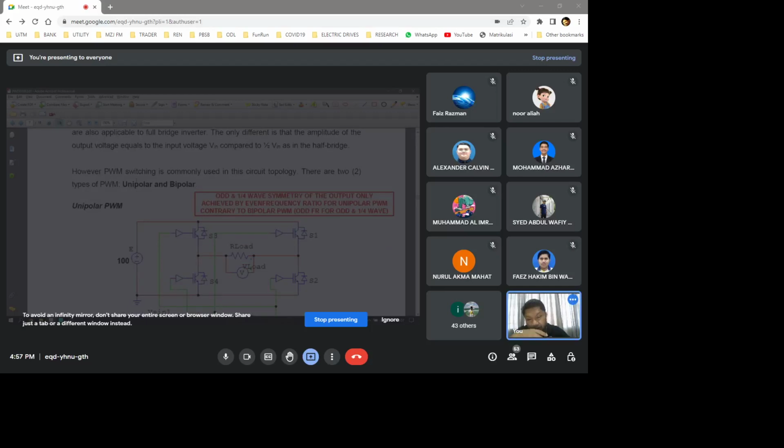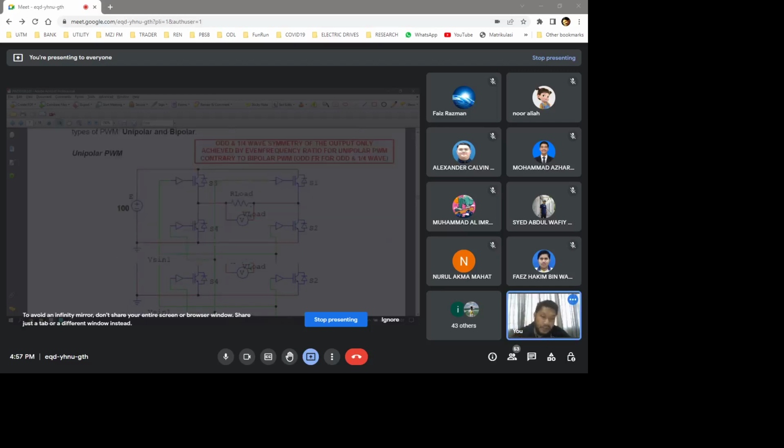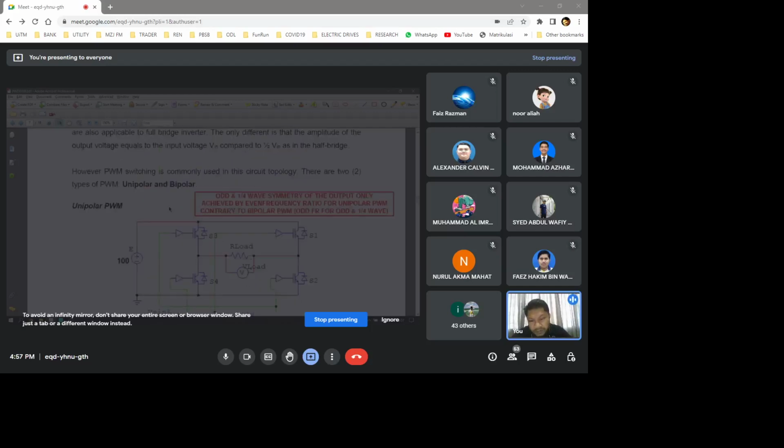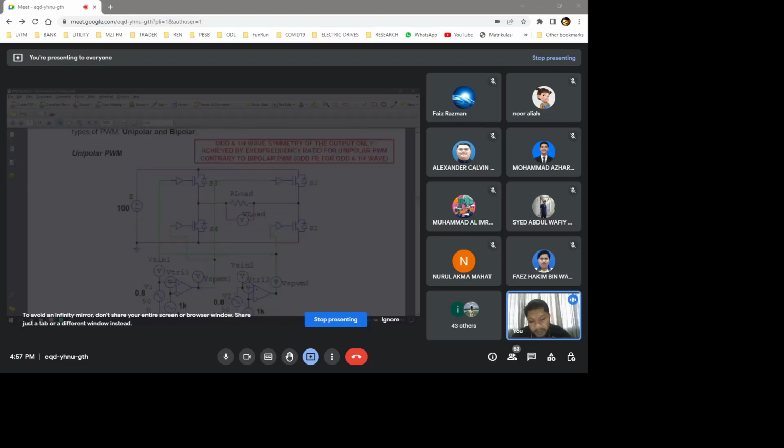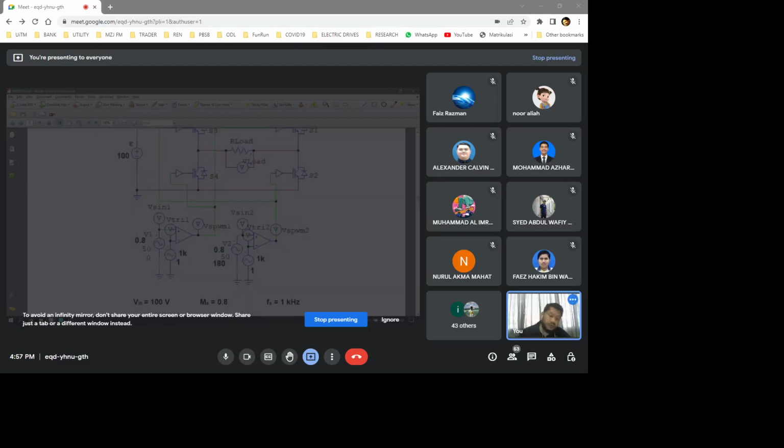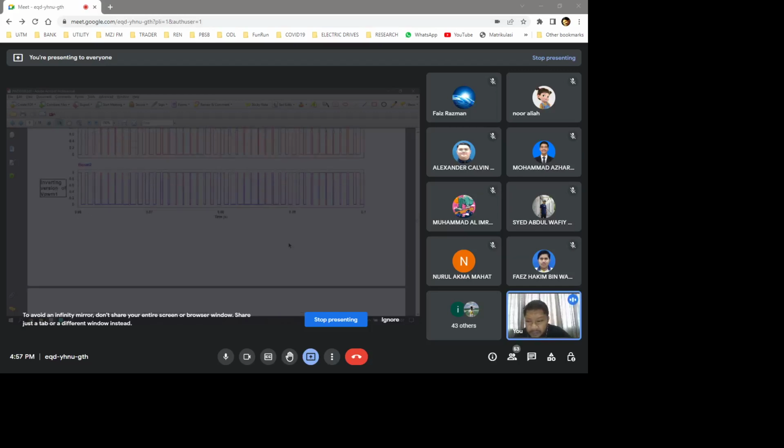Unipolar, we have discussed on unipolar. So what is bipolar? Odd and superior output achieved by even frequency ratio for unipolar PWM to bipolar. Just read that. Okay, look at the number of comparators for unipolar PWM. For unipolar PWM here you have 2 comparators, but for the bipolar you only have 1 single comparator to do that. Okay, I'm not going to give a long overview.